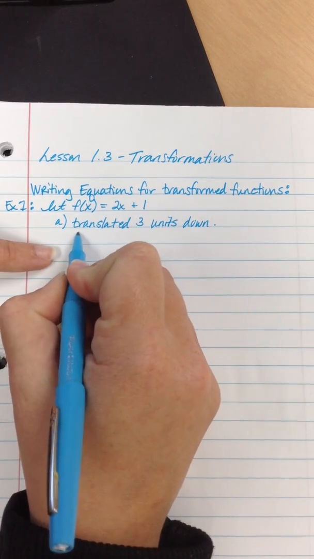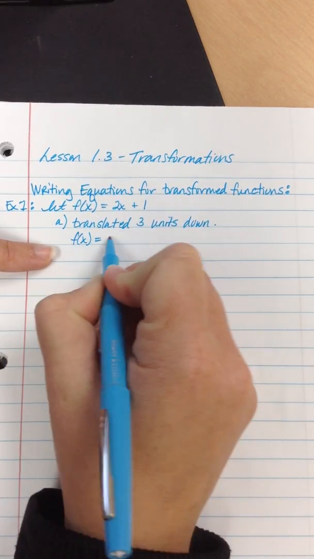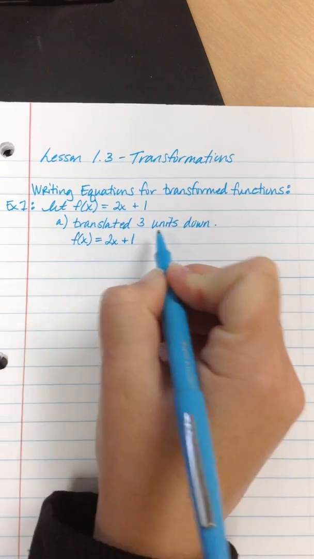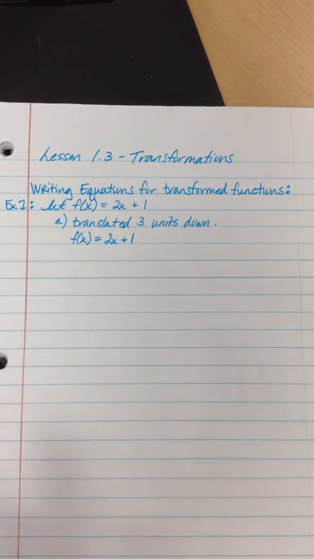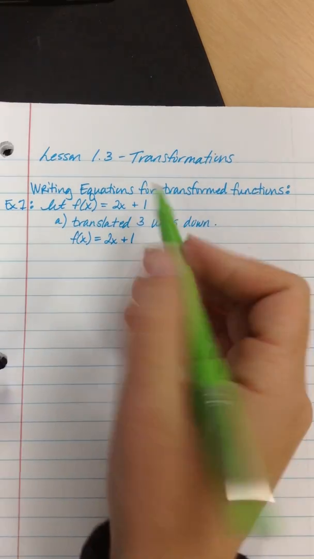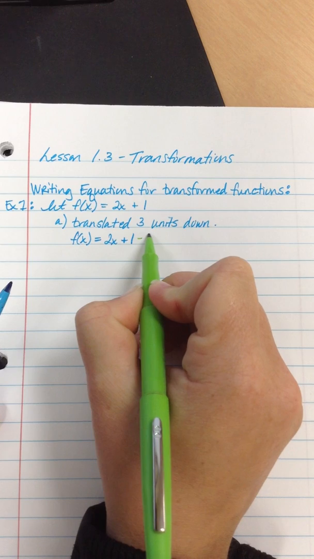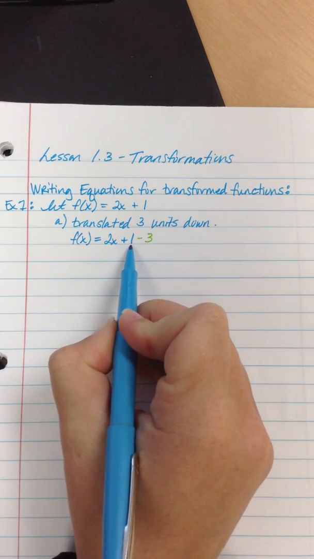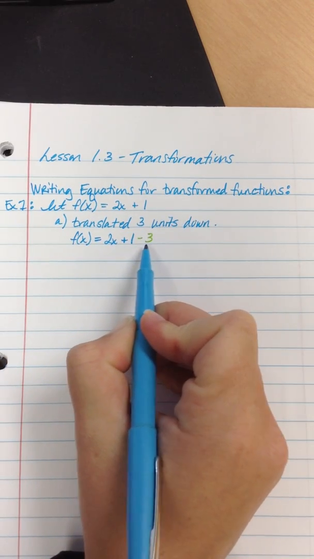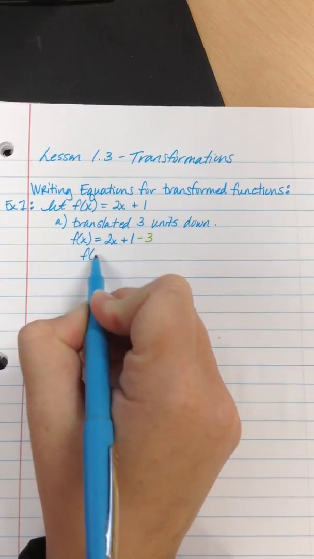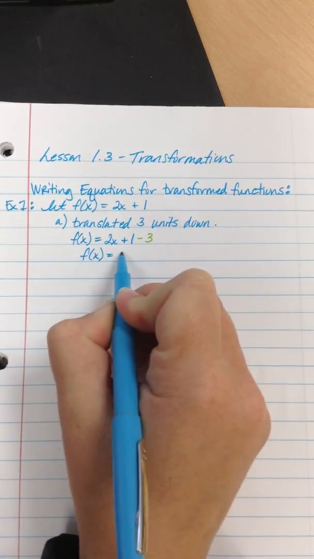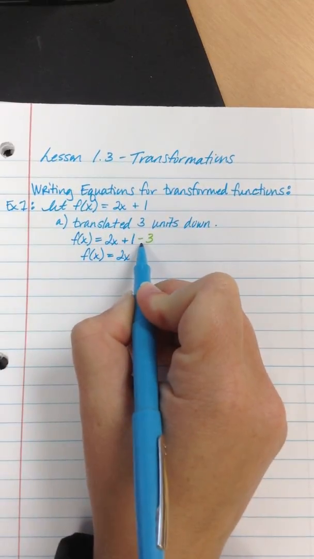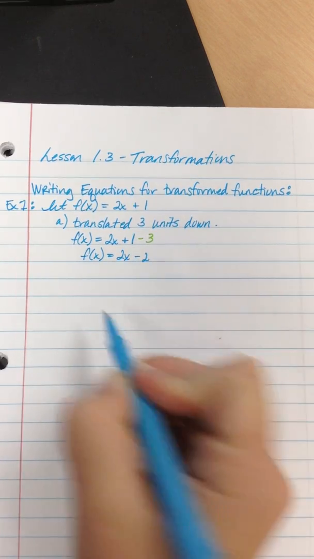So I'm going to rewrite my equation. And I want to go 3 units down. Remember, when we're moving up and down, it's normal. So if we're going down, you would think we would subtract 3, and in fact that's true. So we'll subtract 3 from the outside. Now obviously these are like terms, so we need to combine this. Our final answer for our transformed function is 2x. 1 minus 3 is negative 2.